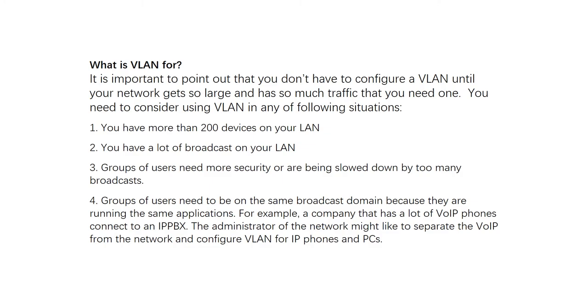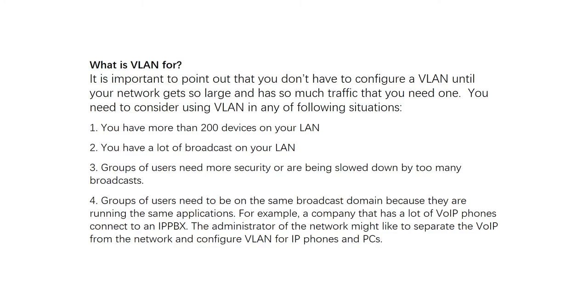As you can see here, it is important to point out that you don't have to configure VLAN until your network gets so large and has so much traffic that you need one. So basically, VLAN will work for you when you have a relatively large system. And with a large system, in many cases, you will have multiple subnets in the same network. For example, you will have 192.168.5.0 for one department and 192.168.7.0 for another department. And this way you can really manage the system. There are a lot of reasons why you should do this, but as I have said, we won't expand this topic right here.